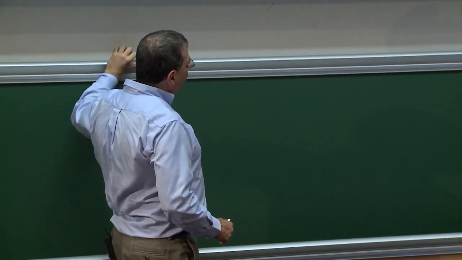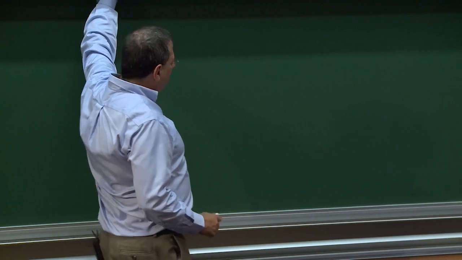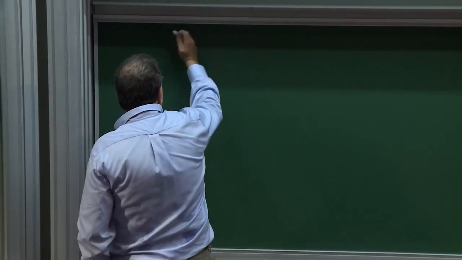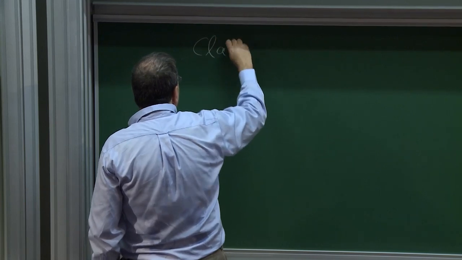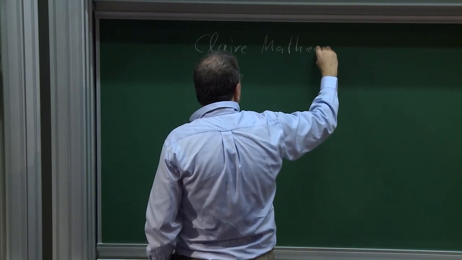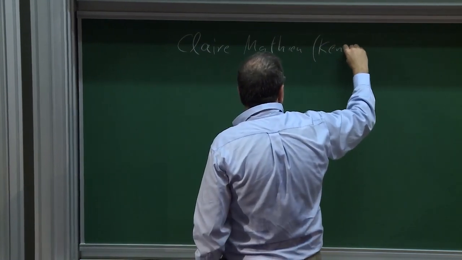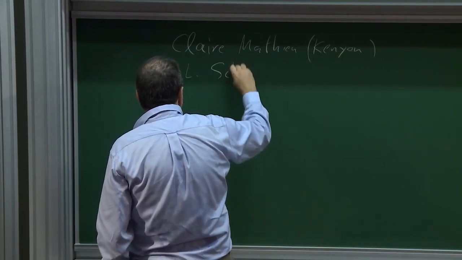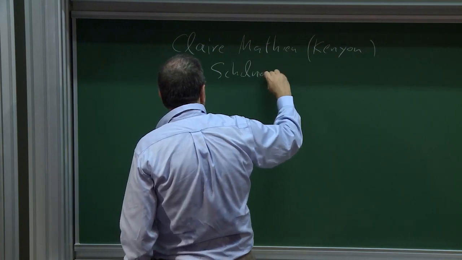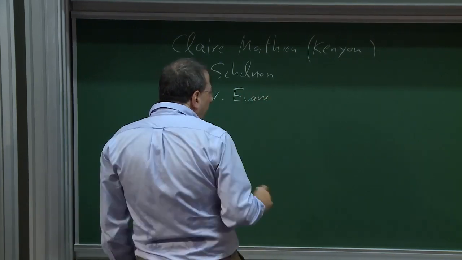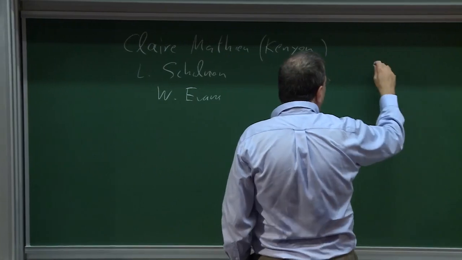So the second example, which I won't give any detail on, is an example which I first heard about from several computer scientists. One who was then in France and is back in France, Claire Mathieu, also formerly Kenyon, and Leonard Schulman, and also Leonard's student, Will Evans. And they were computer scientists interested in the following kind of question.